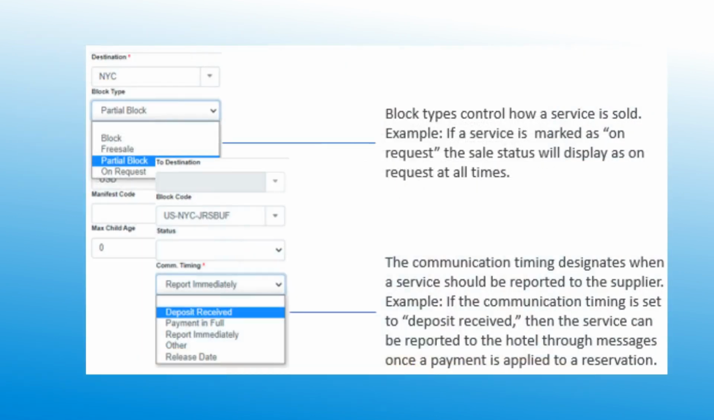You will also be able to set up the communication timing, which will allow you to send a rooming list to your suppliers and associate a block code to the service, which will allow you to set up and control the service's inventory.